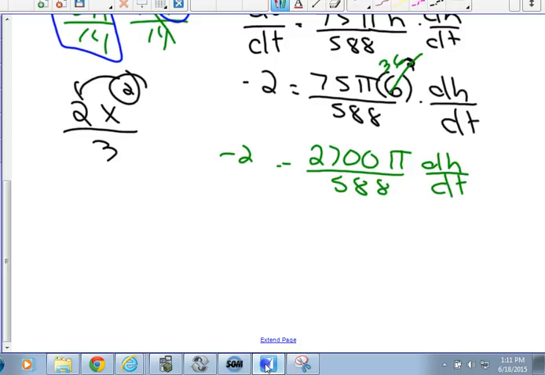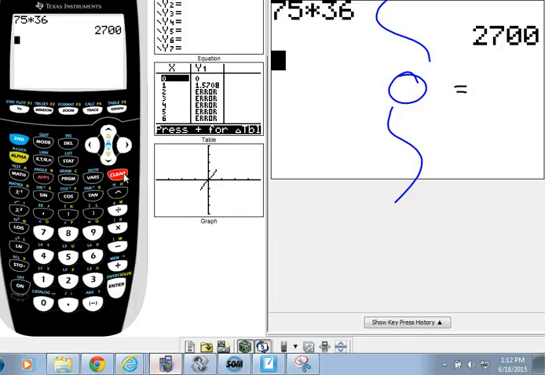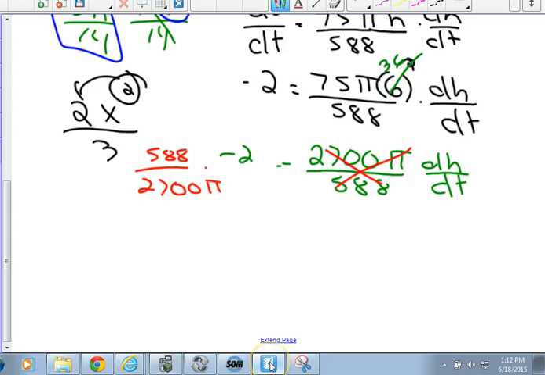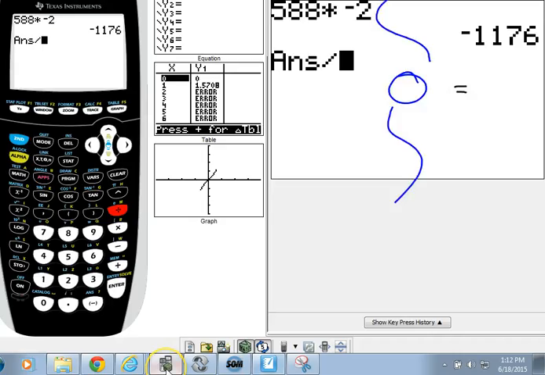Are we okay right here? Okay, does anybody know how to get rid of this? By what? Reciprocal, good. Okay, so. Yeah, you're right. Divided by. Why did I write my time? Yes.